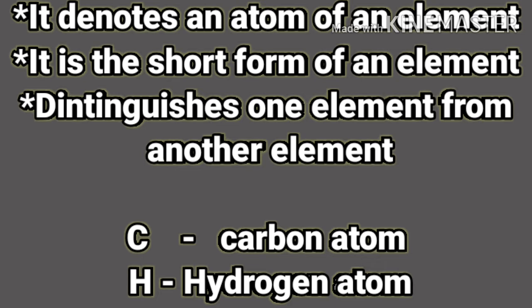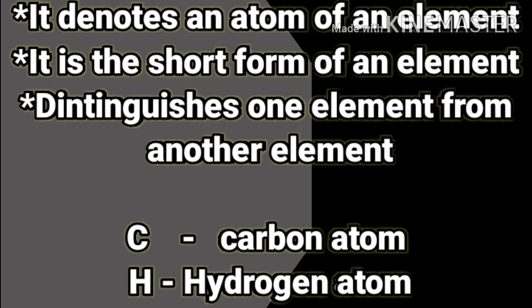Next, it distinguishes one element from another element. Here C and H are both different elements and their symbols are different. Carbon has C and hydrogen has H. So we can easily differentiate elements by their symbols.